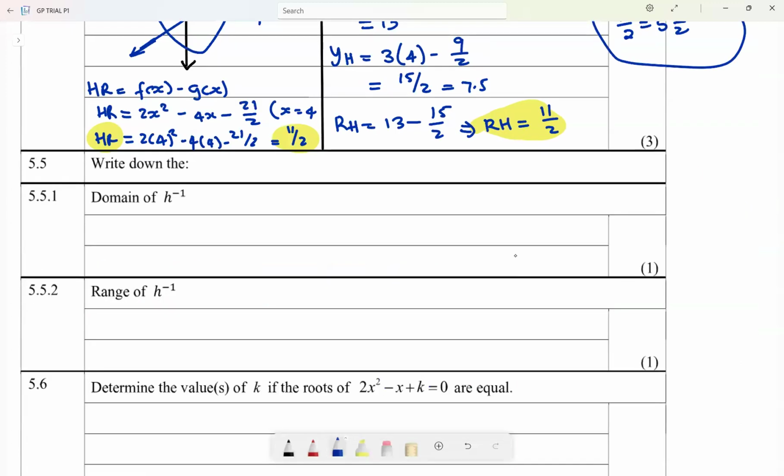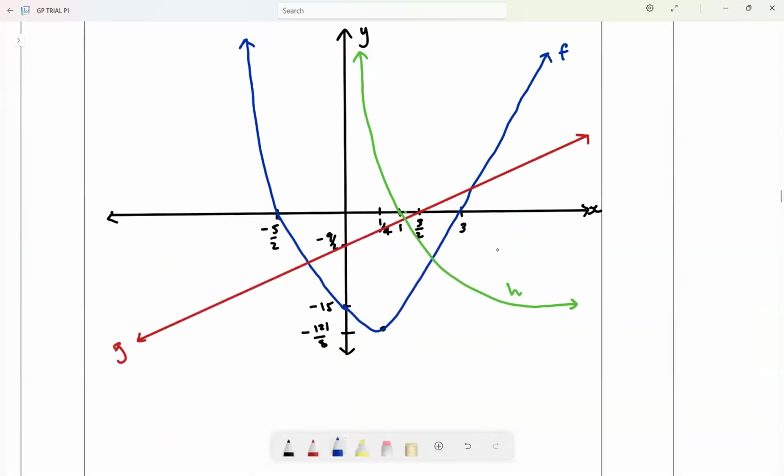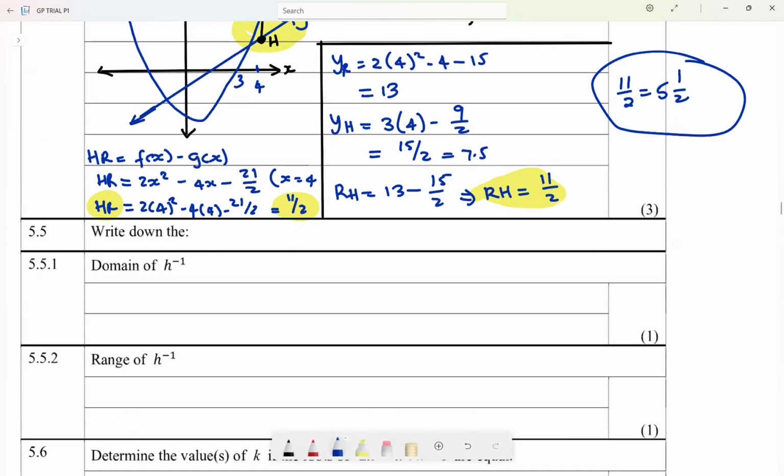Write down the domain of H inverse. H inverse is what? If this is the graph of h, now they want the domain of H inverse. What I normally tell my students is that if I'm looking at the inverse, let me look at the graph of H. The domain of H is the same as the range of my inverse, and the range of H is the same as the domain of my inverse.